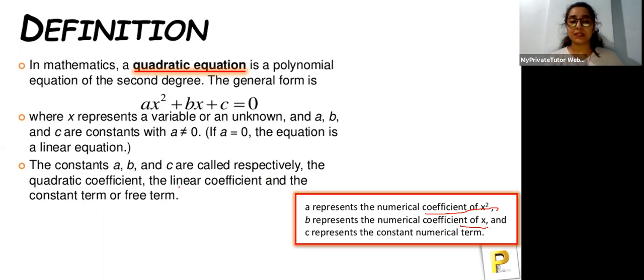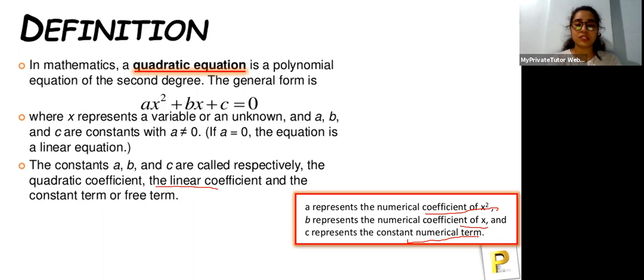So B is considered what? It is called a linear coefficient. Linear means a variable whose highest power is 1. So if you have 3x plus 2 is equal to 0, that equation will be considered a linear equation. Okay. And the constant term or free term. So C represents the constant numerical value. Okay, so A is the quadratic coefficient, B is the linear coefficient, and C is the constant term, or you can also call it the constant numerical term or free term.